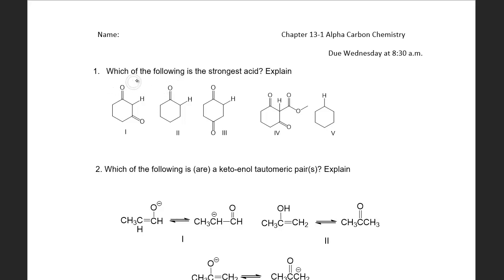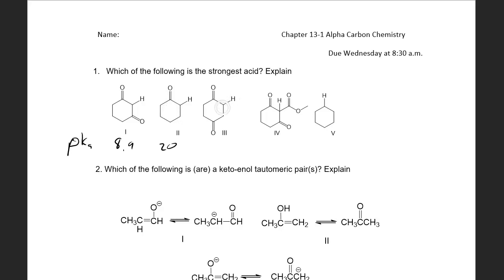For the first question, we're asked to pick the strongest acid from the following reagents. Looking at pKa values for each of these, if we have a hydrogen attached to a carbon with two carbonyl carbons of ketone functional groups right next to it, we're looking at a pKa of about 8.9. If we have a hydrogen on a carbon with a carbonyl of a ketone functional group right next to it, we have a pKa of about 20.